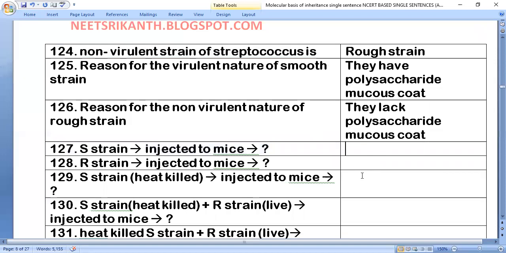S strain injected to mice, mice die. R strain injected to mice, mice survive. S strain, heat killed, injected to mice, mice survive. S strain, heat killed, plus R strain live injected to mice, mice die.